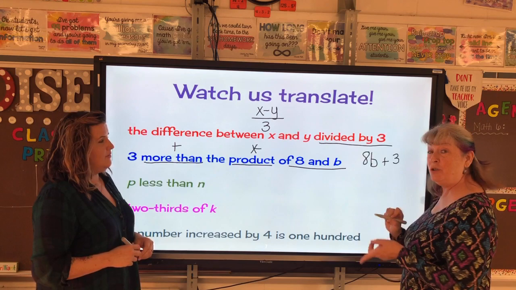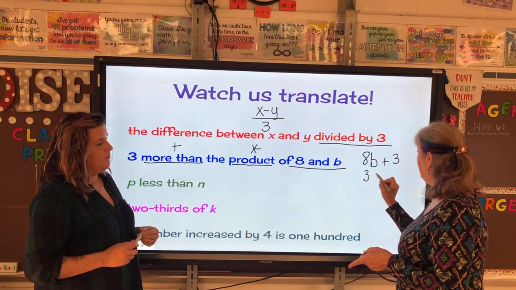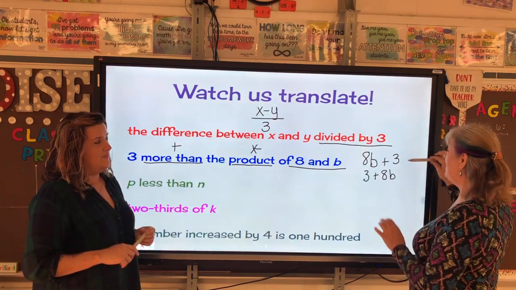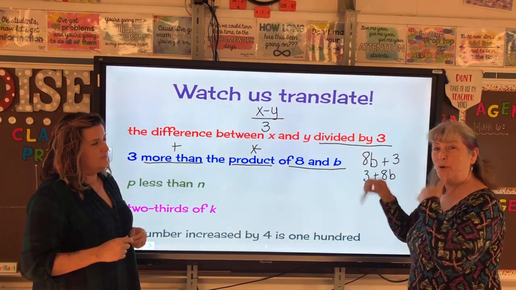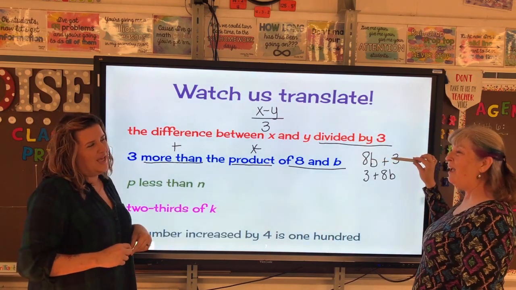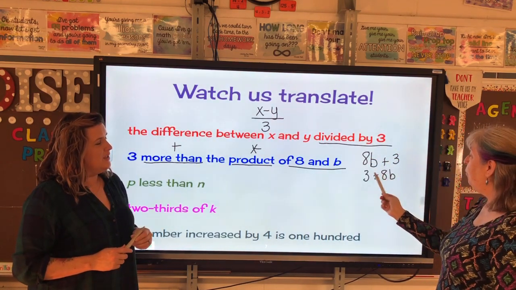Right. Now, I don't want you to think you would be wrong if you did this, because both of those would be correct. It's just this one is more algebraically accepted. It's just you tend to see it more, it's mathematically appropriate. But either one of those would work.